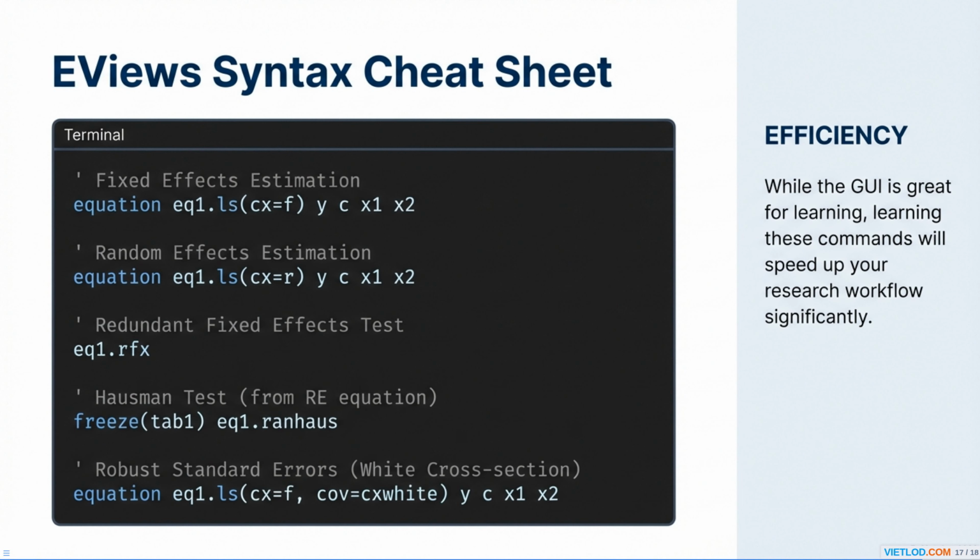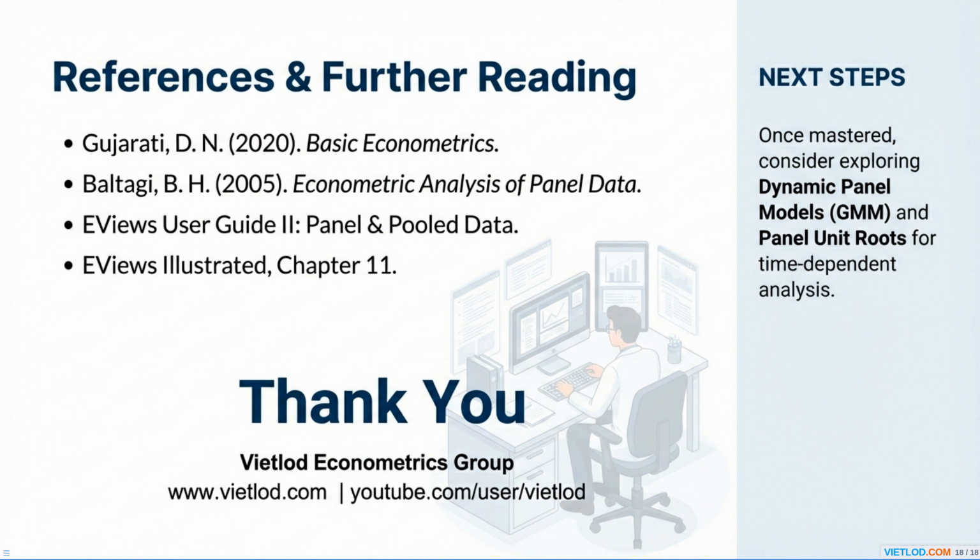This slide provides a quick reference for common EViews commands used in panel data estimation. While the graphical user interface is excellent for learning, mastering these command line syntaxes can significantly accelerate your research workflow. Here you'll find commands for fixed effects estimation using equation eq1.ls cx=f y c x1 x2, and random effects estimation with equation eq1.ls cx=r y c x1 x2. We also have the command for the redundant fixed effects test, which is eq1.rfx, and the Hausman test from an RE equation, freeze(tab1) eq1.ranhaus.